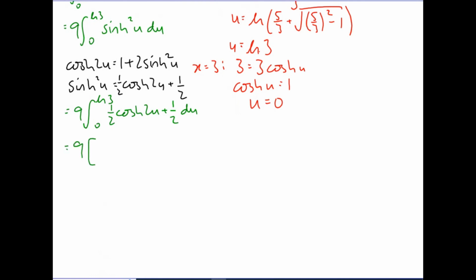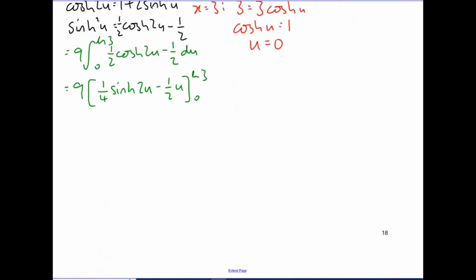I can now integrate this. So integrating cosh goes to sinh, and I need to divide through by the 2 in front of the u. Integrating the half integrates to u. So that should have been a minus function. Minus, and we've got ln 3 and 0 as my limits. Sub those in, so a quarter sinh of 2 ln 3 minus a half ln 3.